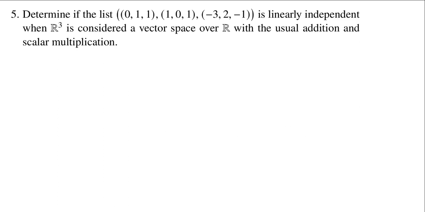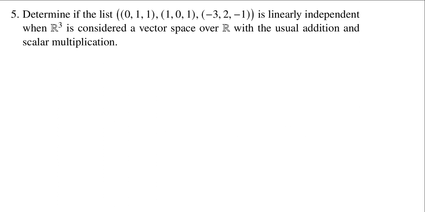In this problem, we are given a list of vectors, and we want to determine whether or not this list is linearly independent inside of R3 viewed as a vector space over the real numbers. So I want to show you a couple of different approaches that you might take to solve this problem. The first just goes right to our definition of linear independence and then a subsequent theorem.